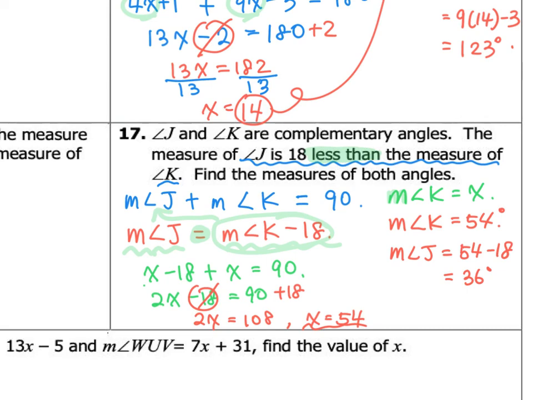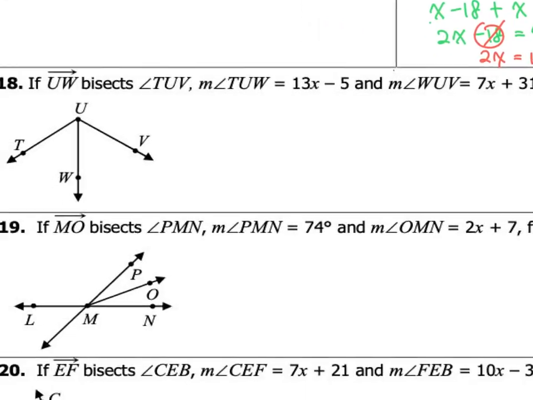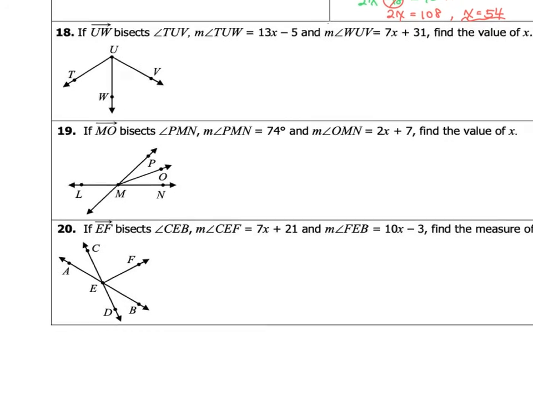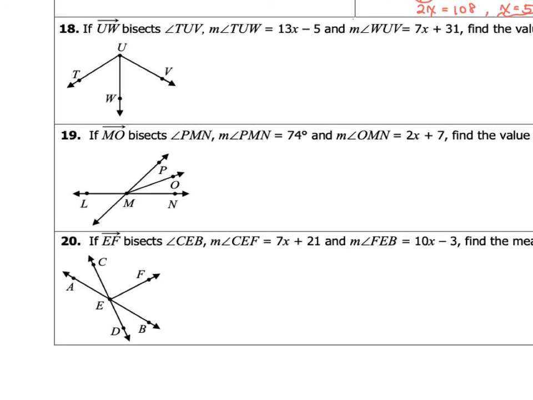All right. Now, let's move on to number 19, the last one. It says if ray MO bisects angle PMN. So there is a bisector. You know what that means? It cuts the angle into two equal parts, which means angle PMO should be congruent with OMN. All right, let me put that congruent symbol on there.